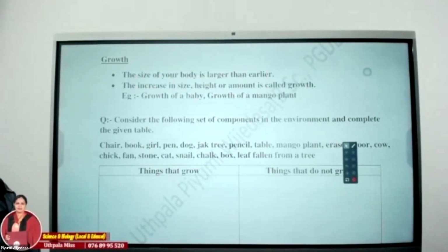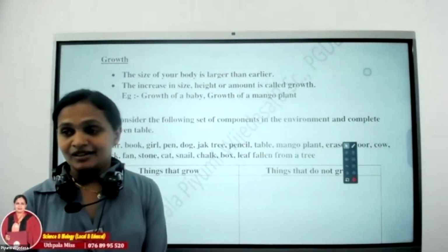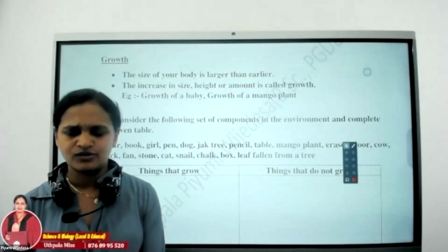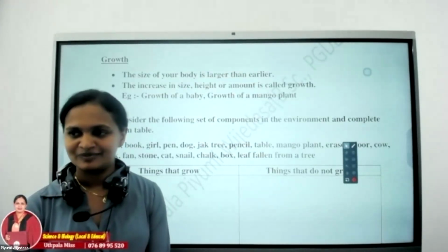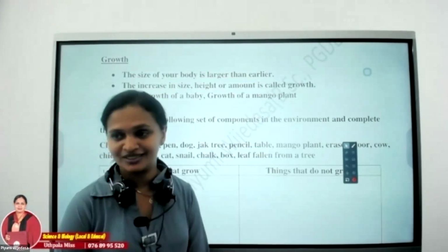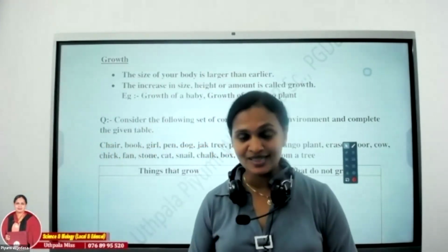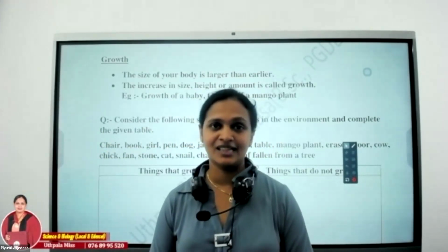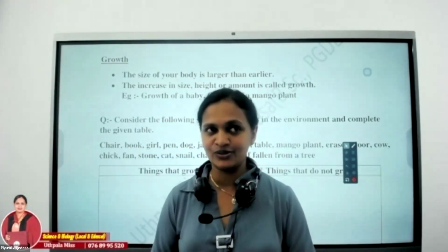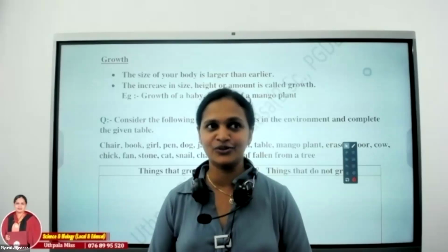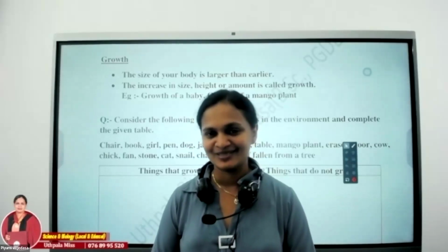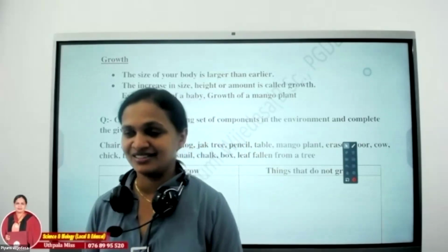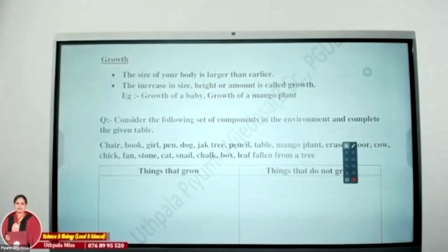Then let's see another one. What are the characteristics of these? What do you mean by growth? Can you wear the clothes that you wore when you were 1 year old? No, teacher. So what has happened? Have the clothes become smaller? We have grown.